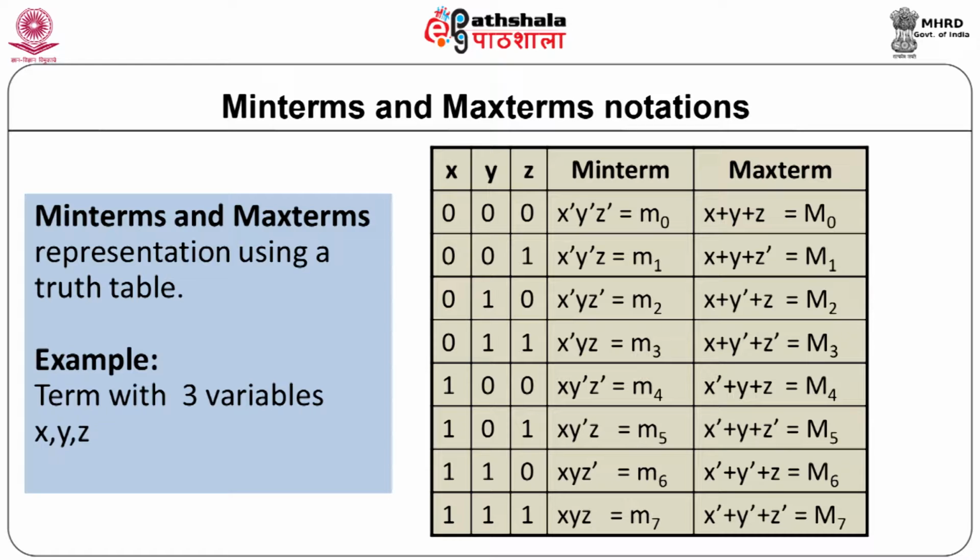Similarly, one can represent all the binary inputs for x, y, z, that is total 8 terms, and we can correspondingly write the min terms and max term representation for all possible inputs, which are clearly indicated in the table. A sum term that contains all the variables in complemented or uncomplemented form provides a max term. So, thus we have 2 raised to n max terms.